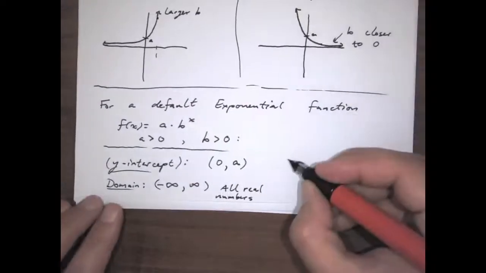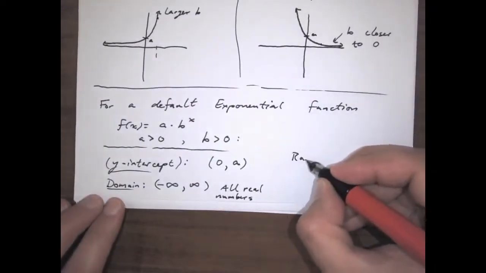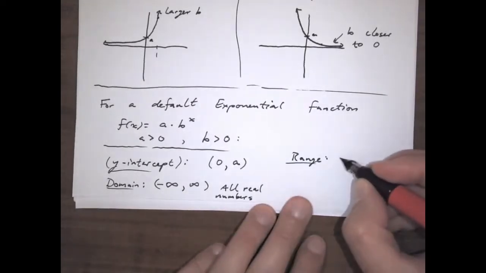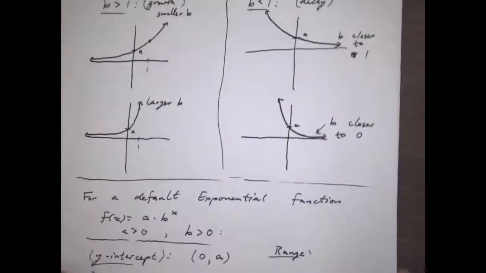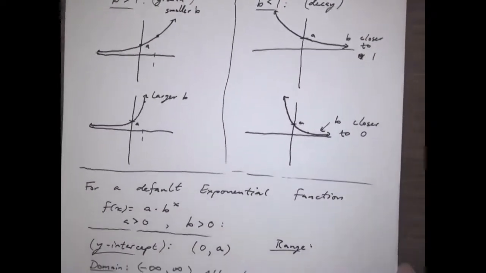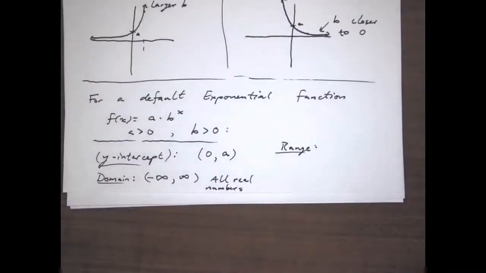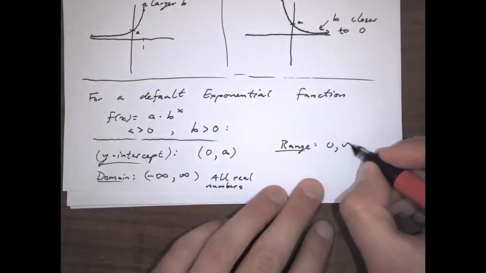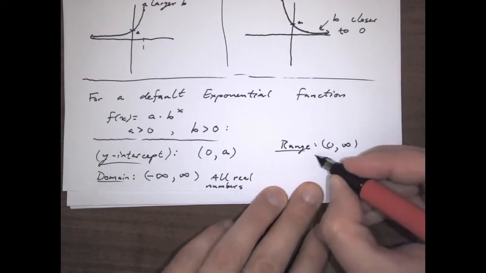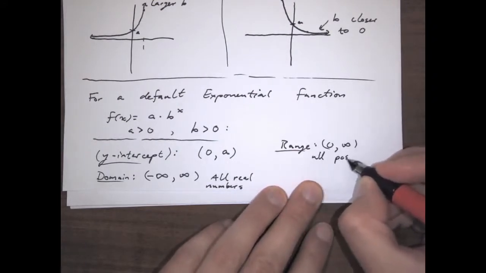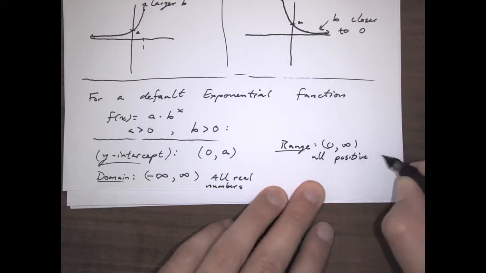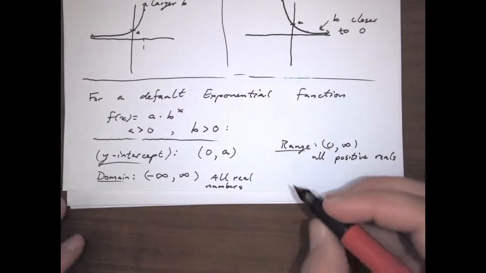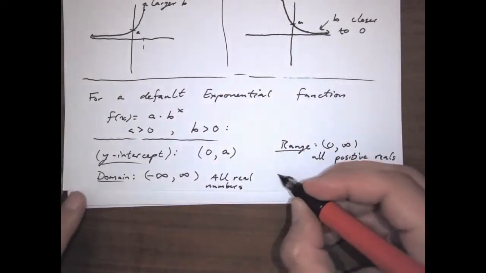We can also say what the range will be. The range will always be all positive numbers. Notice in every one of these cases, we are only ever going to get y values that are greater than 0. So 0 to infinity, in other words, all positive reals. And then they all also have a horizontal asymptote.